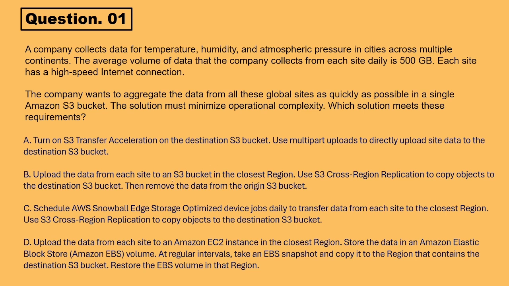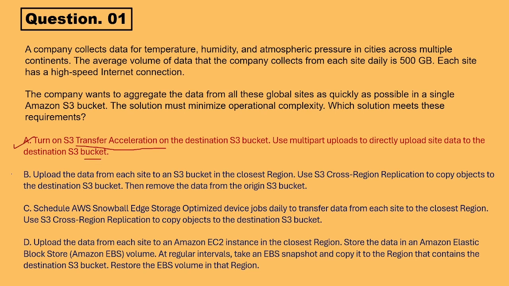Okay, now let me reveal the correct answer. The correct answer here will be option A. Turn on S3 Transfer Acceleration on the destination S3 bucket. Use multipart upload to directly upload site data to the destination S3 bucket. This one is correct because S3 Transfer Acceleration supports high-speed transfer in each location and you can upload it immediately. And that is the requirement of the question. So this option A is correct.